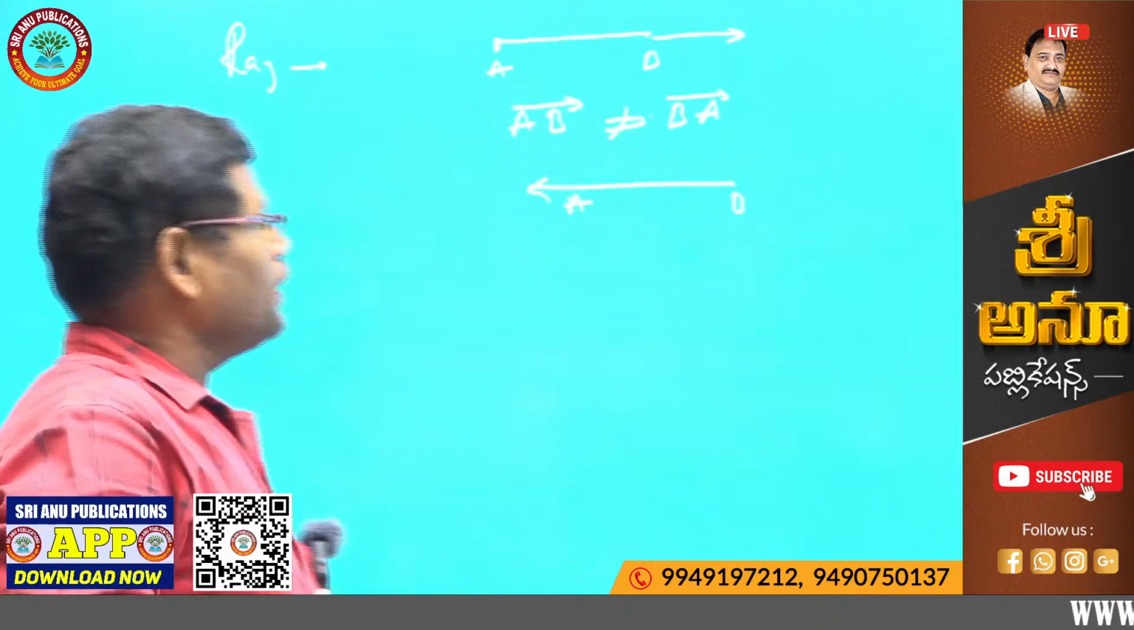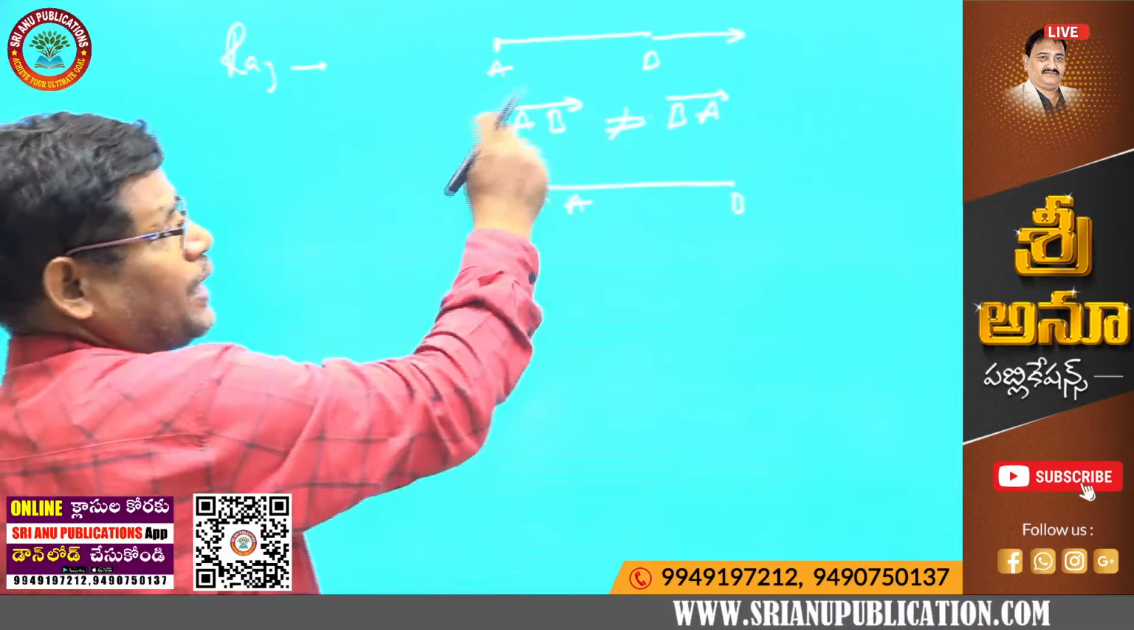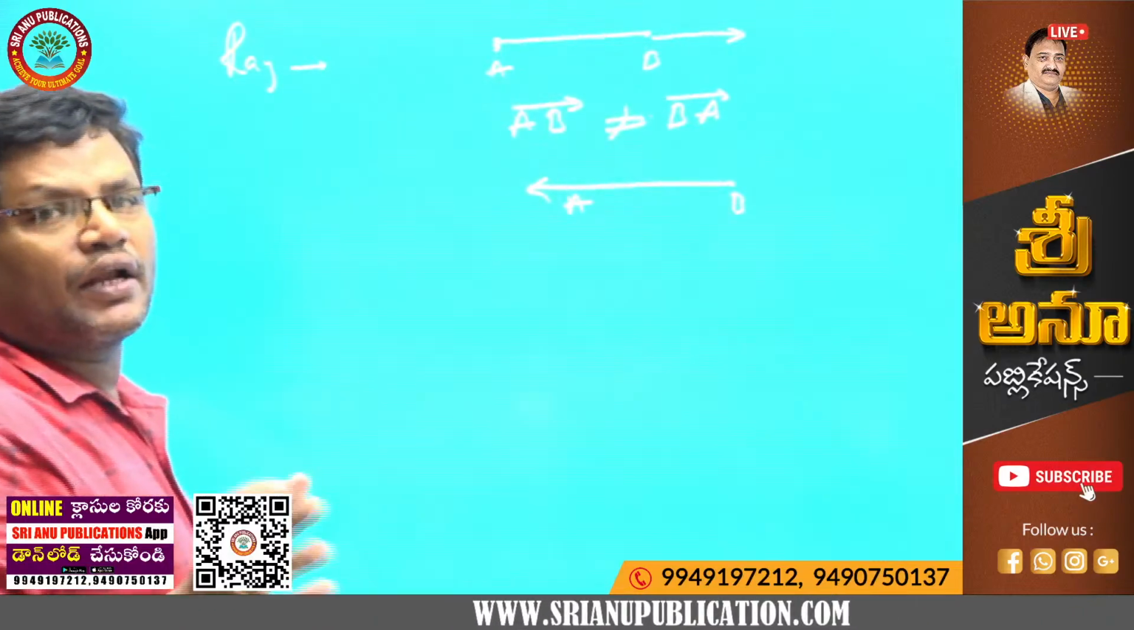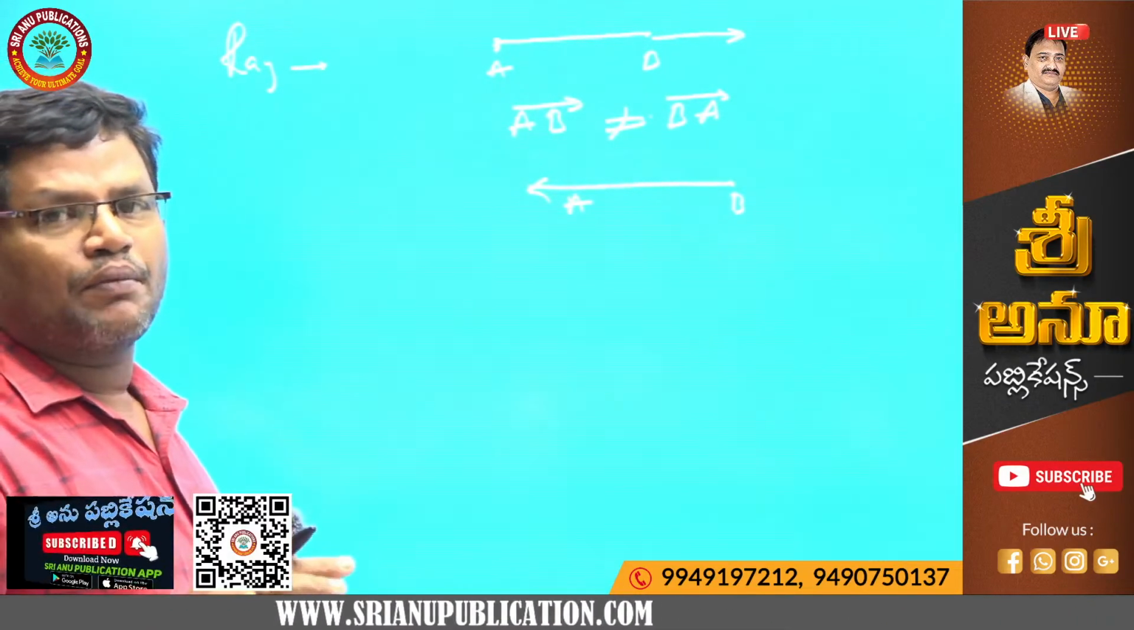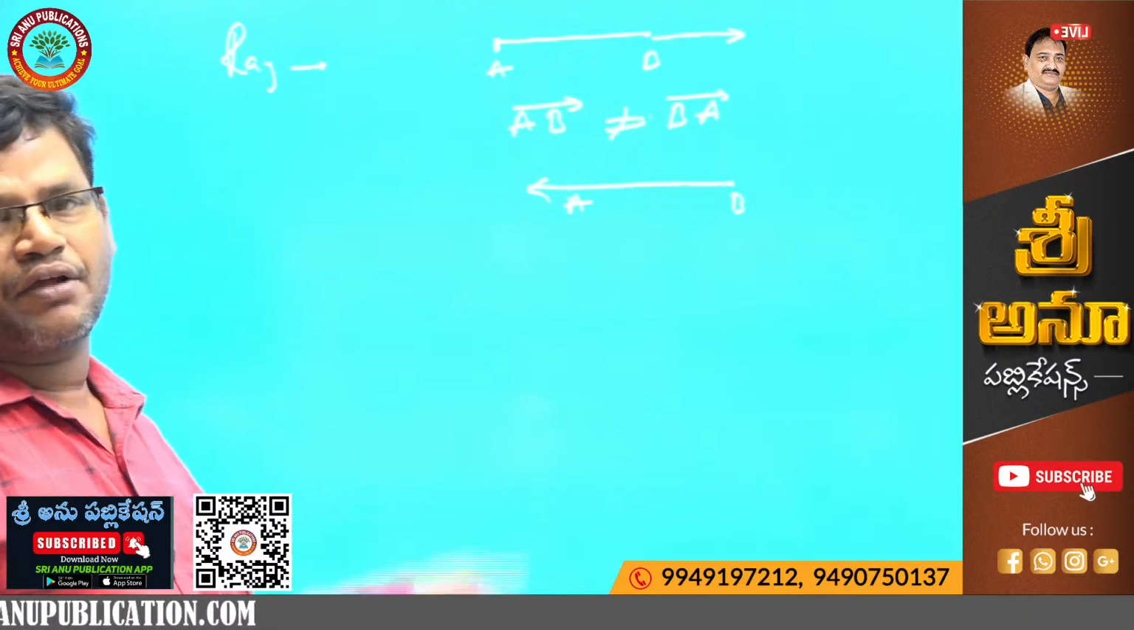Okay. Now, AB line segment and BA line segment are equal, but AB ray and BA ray are not equal. Line segments are equal, but rays are not equal.